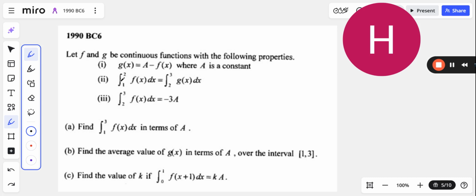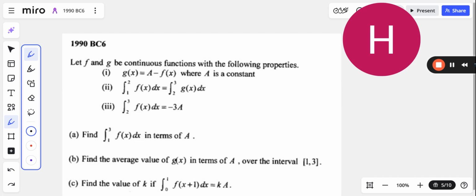They tell us that the integral from 1 to 2 of f of x is the same as the integral from 2 to 3 of g of x. And the integral from 2 to 3 of f of x is equal to negative 3a. So this a comes up a couple times. Go ahead and give yourself about 12, maybe 15 minutes to work this out.